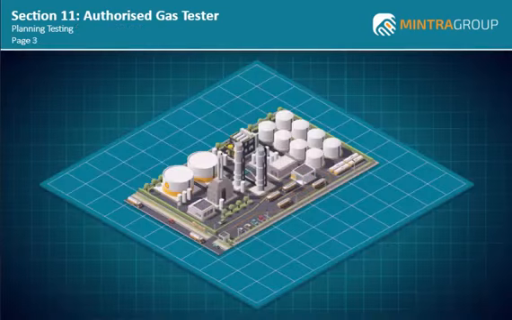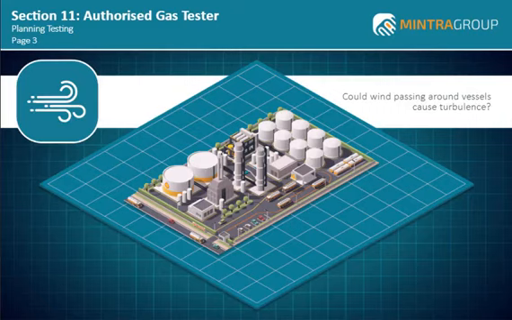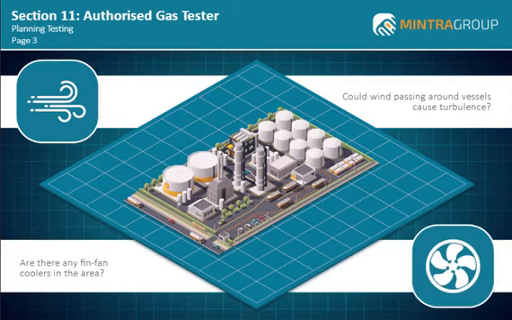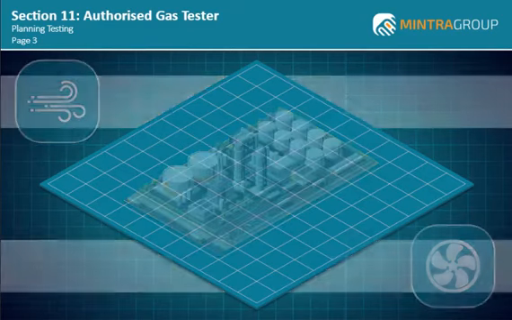You should also consider the layout of the plant. Could wind passing around vessels cause turbulence, mixing gas and air to form an explosive environment? Are there any fin-fan coolers in the area that could move the gas and air to other areas?